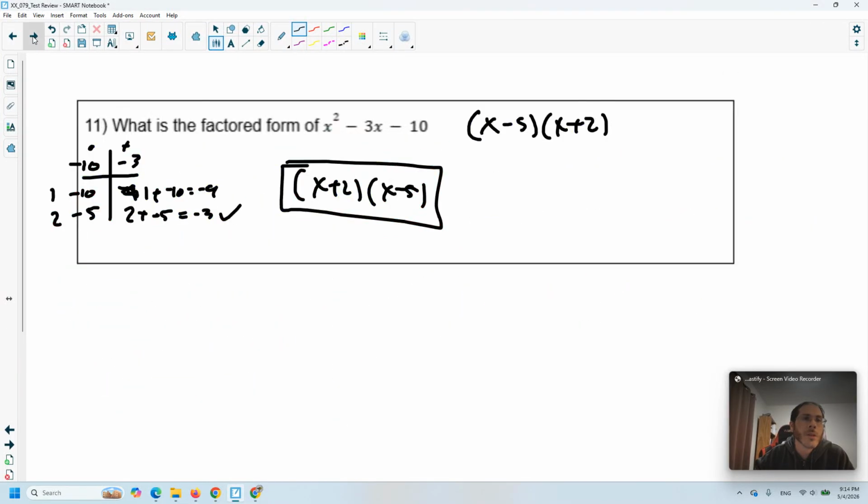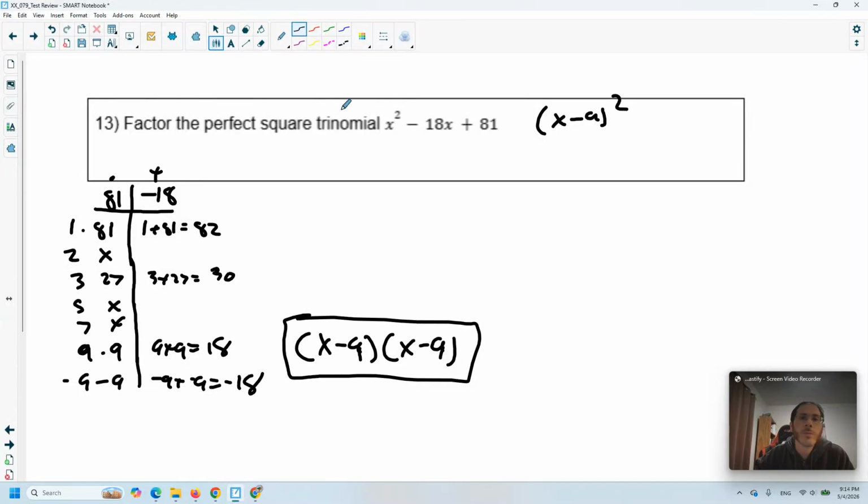The squares are the ends. Oops. So 9 times 2 is 18, and 9 squared is 81. So that's how I can get to that one pretty fast. All right, still want that mark.